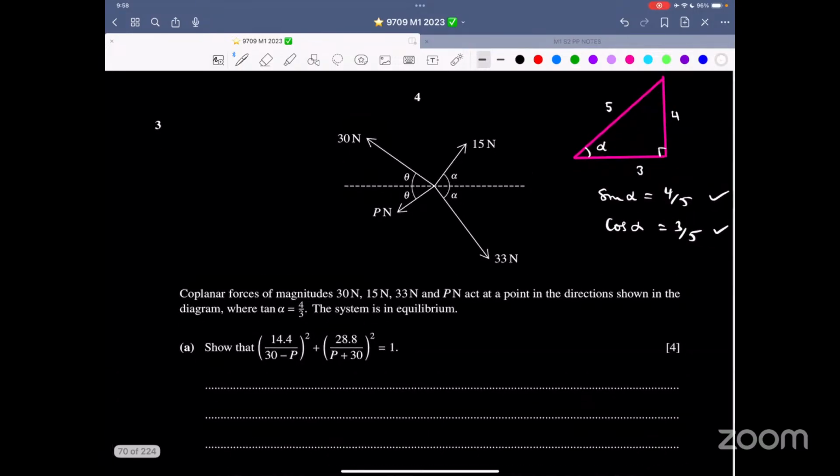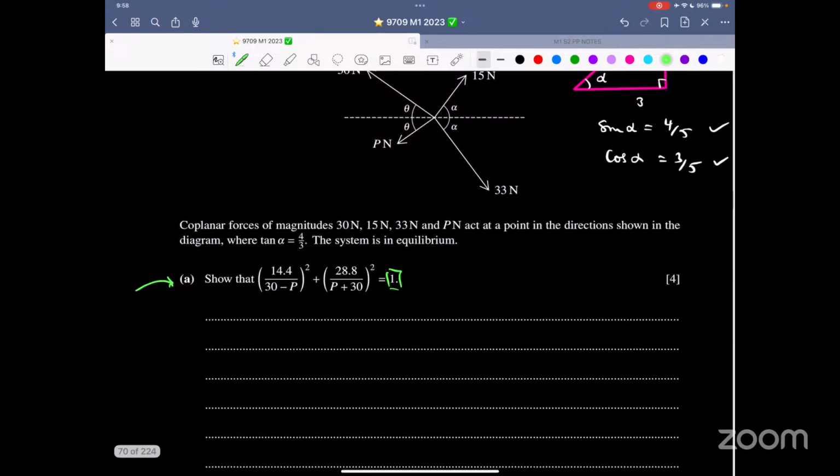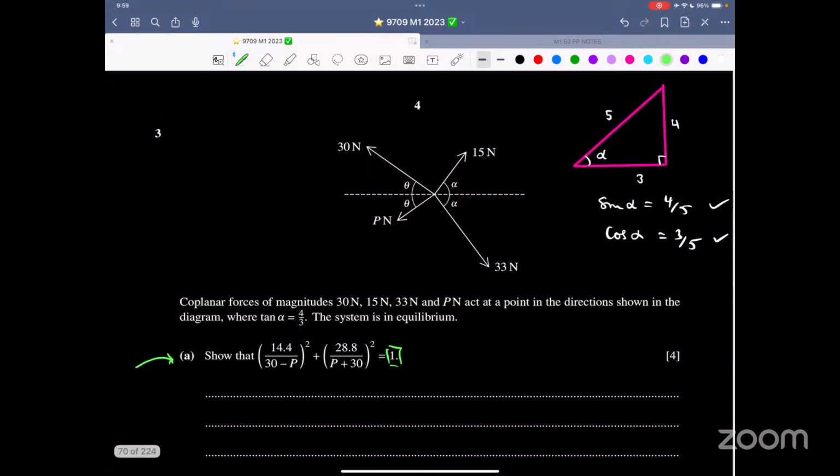So now, first of all, it says show that this thing is equal to 1. Now, the thing that strikes in my head is an identity, that is sine squared theta plus cos squared theta equals 1. So somehow this is related to this. That's just a gut feeling.